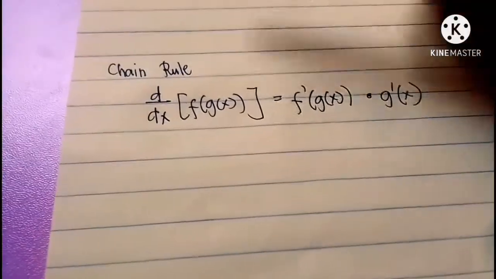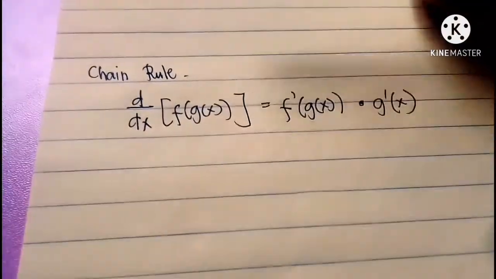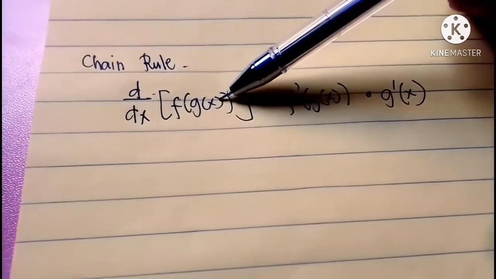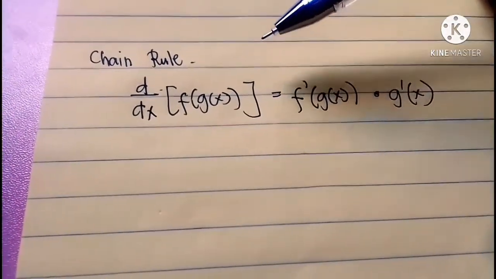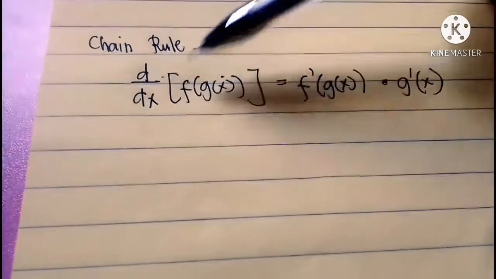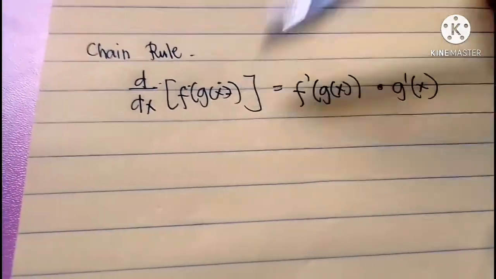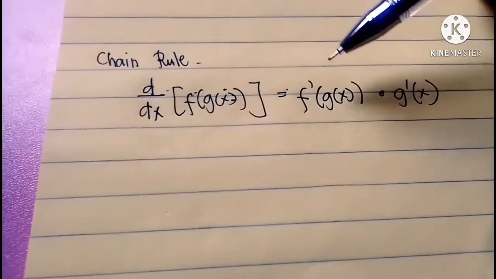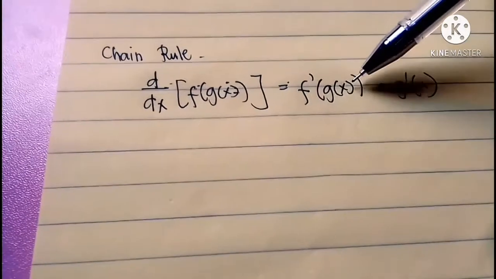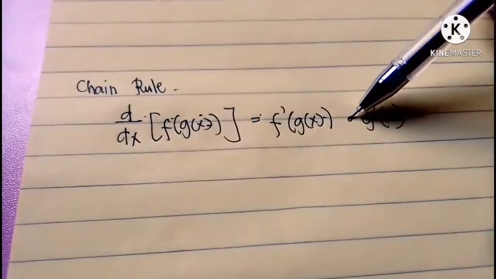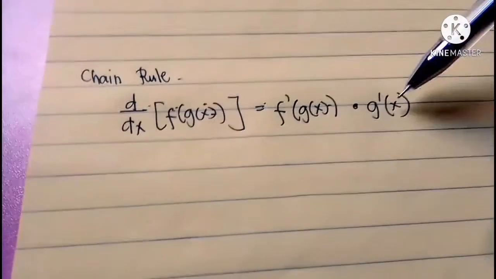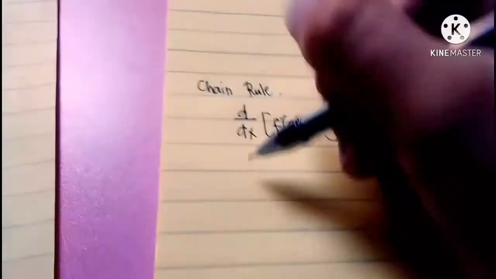And lastly is the chain rule. If we have the derivative of f of g of x, and we all know that our inner function is g of x and our outer function is f of g of x, it is equal to the derivative of our outer function, which is f prime of g of x, times the derivative of our inner function, g prime of x.